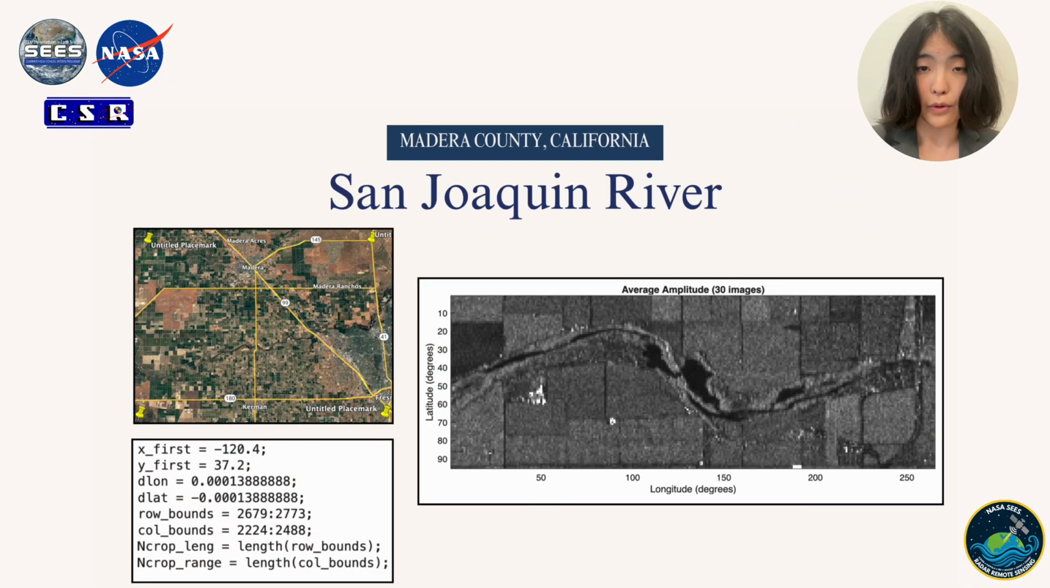To better observe the San Joaquin River, which appears quite small in the full Madera County SAR images, we use Google Earth Pro to identify reference points and find a focused boundary around the river. The geographic coordinates were converted to image row and column indices in MATLAB to crop the region, and the clearest imagery, which is shown on the right, came from averaging 30 SAR images, highlighting how SAR is statistical, which means that stacking images will reduce noise and make surface features more distinct.